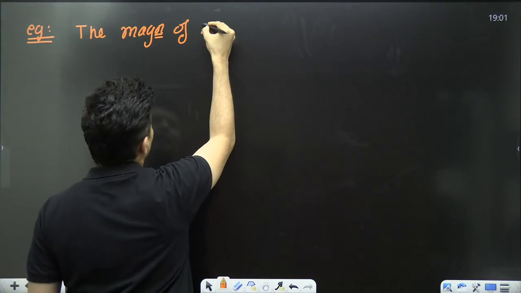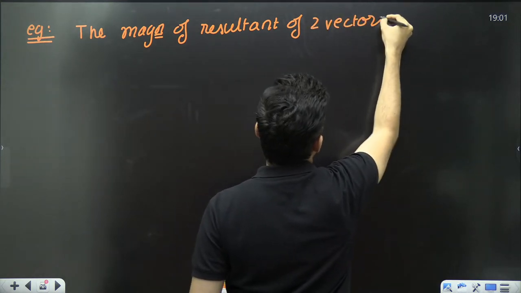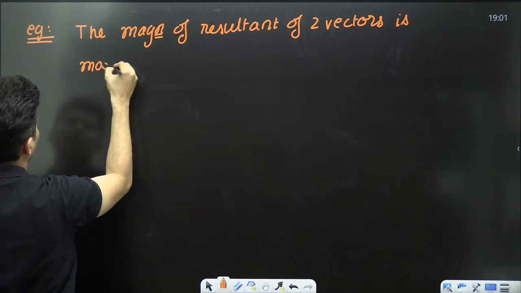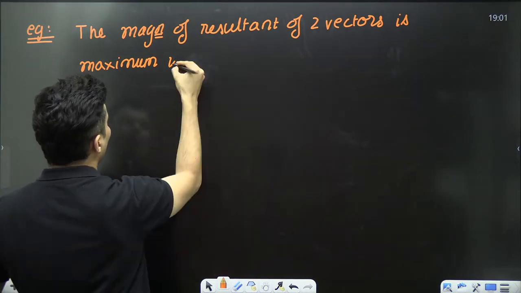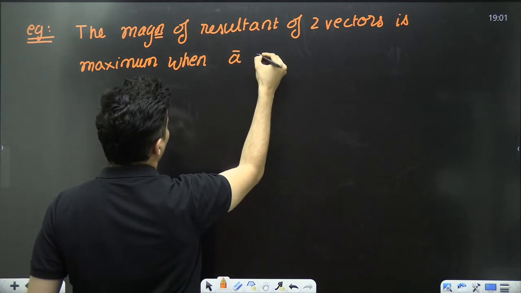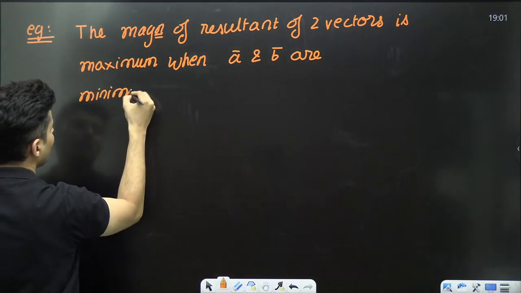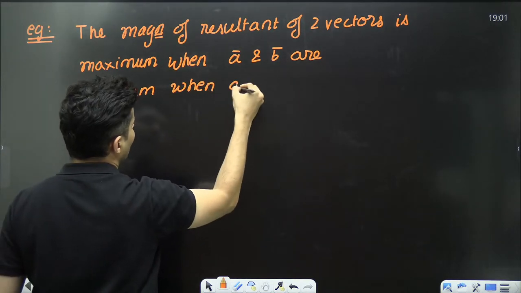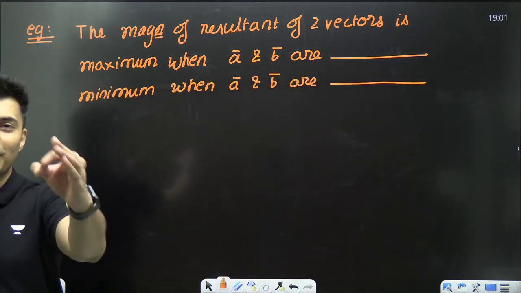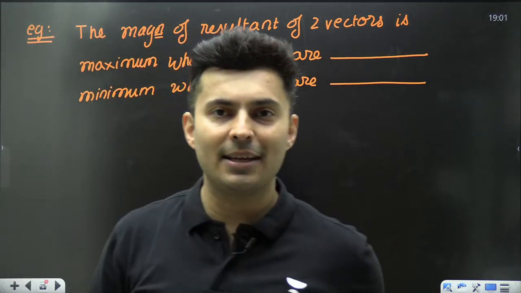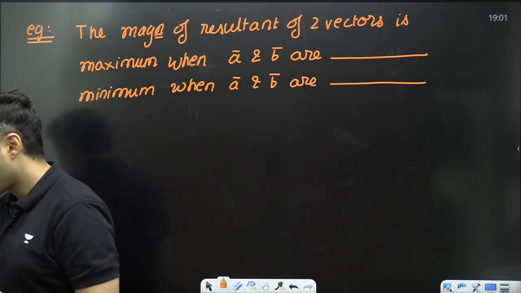The magnitude of the resultant of two vectors is maximum when A bar and B bar are dash, and it is minimum when A bar and B bar are dash. What is going to come in that fill in the blank is what you need to tell me. You take two vectors, add them, and the resultant is maximum when, and the resultant is minimum when. That's the question. Come on, my dear students.